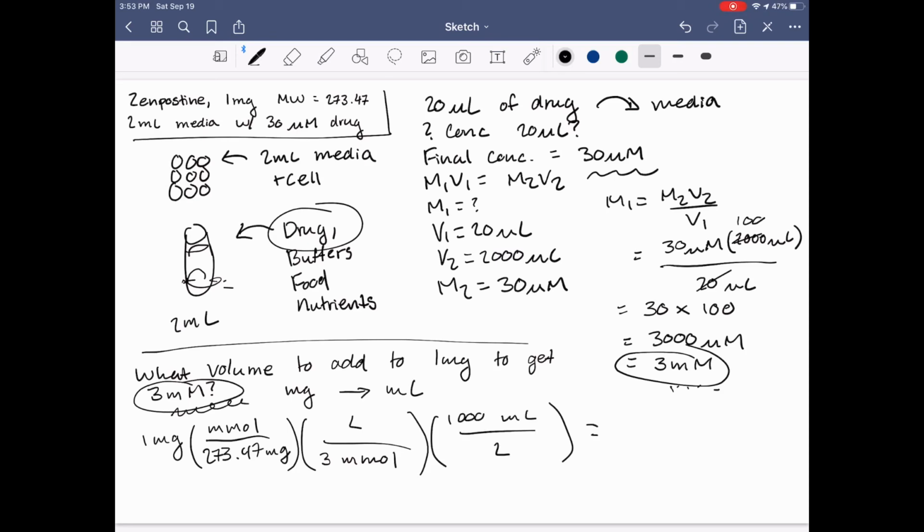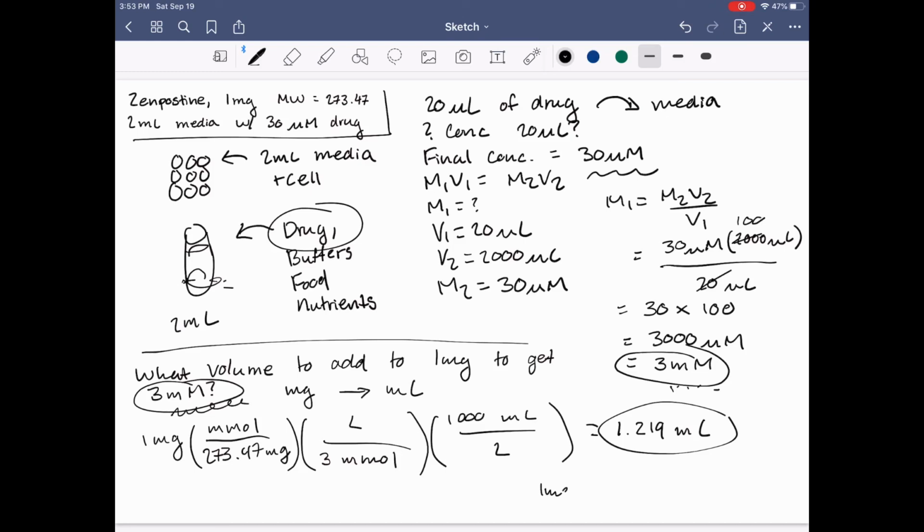So if you do that through, I'm going to do this on my phone real quick. 1 divided by 273.47 divided by 3 times 1,000. You can do it on your own time. That gives you 1.219 milliliters.